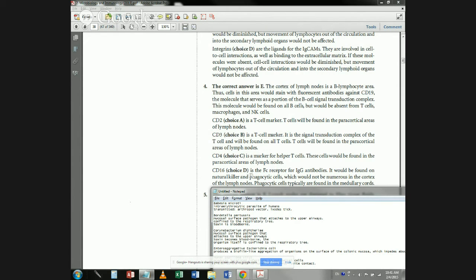Here we go. CD16 is the Fc receptor for IgG antibodies. Is it really?